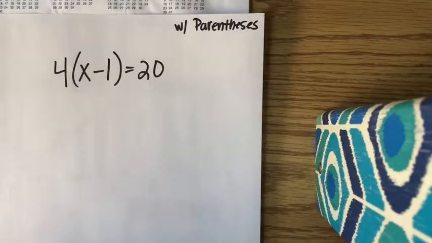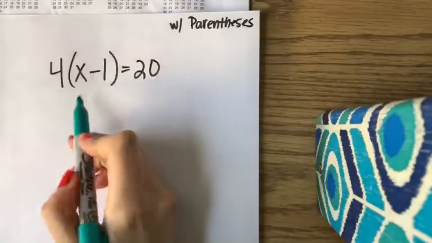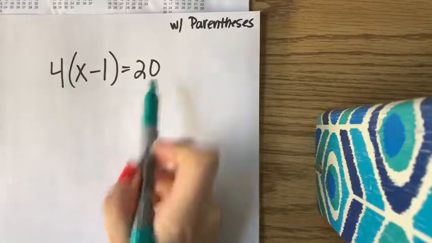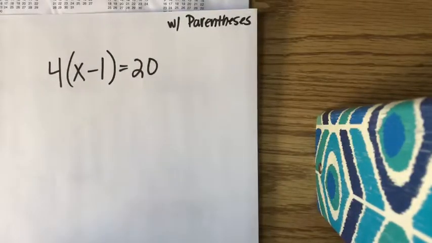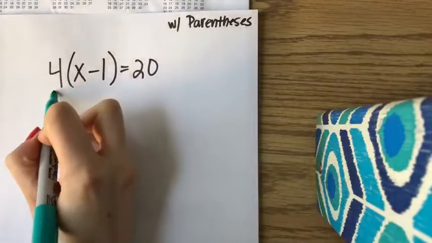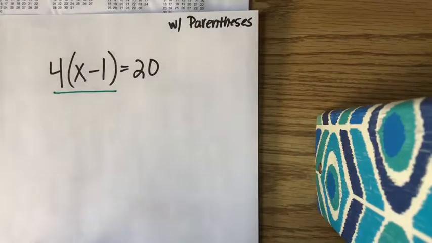The next equation that I'm going to solve is one that has parentheses. So this equation says 4 times x minus 1 equals 20. Before I start solving this equation, I want to make the left-hand side of the equation more simple so that it looks like the two-step equation that I just solved.